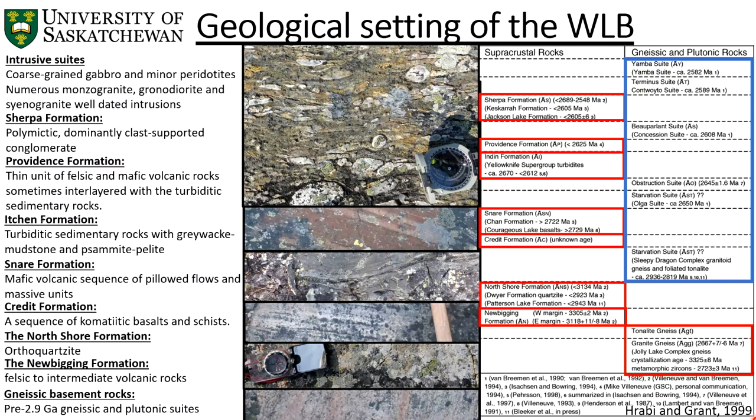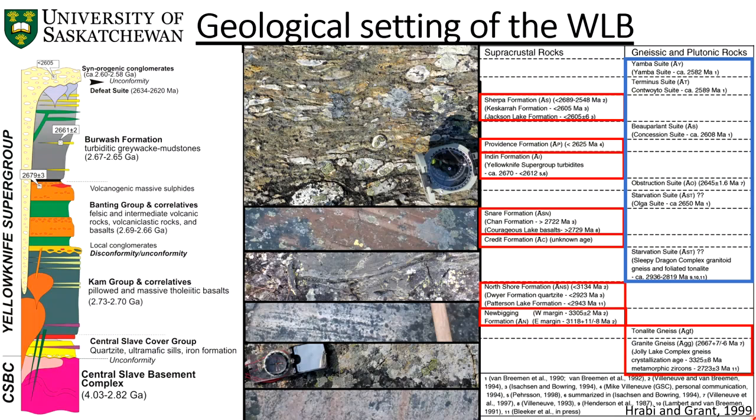Another hypothesis is that in the Winter Lake belt, the Yellowknife Supergroup rocks are overlying the Central Slave Basement Complex. In order to do that, I will have to correlate the Slave nomenclature on the left with the lithostratigraphy on the right.